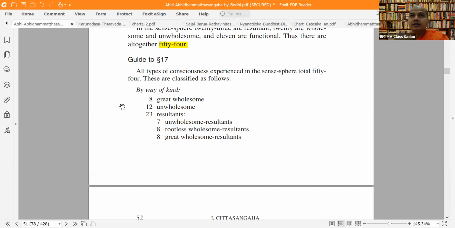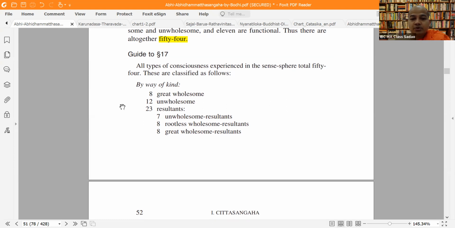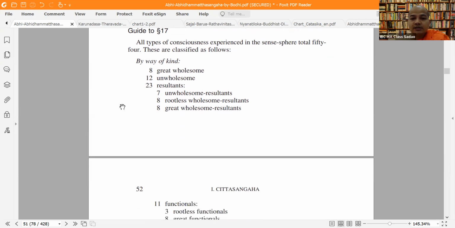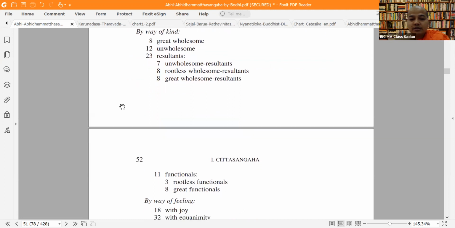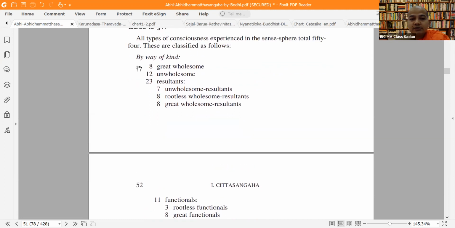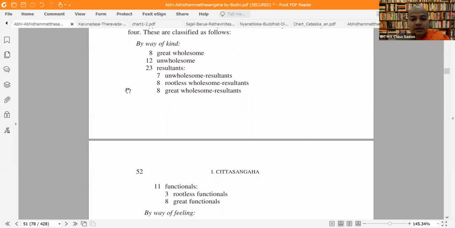What exactly does it mean by prompted or unprompted? And what is the difference between somanasa and domanasa, and also upekkha? With root, without root, resultant, functional. So here you see this is how it is organized, again, apart from just the chart.